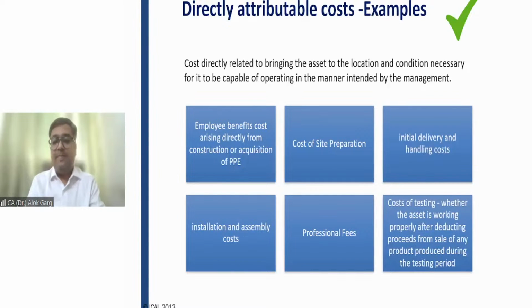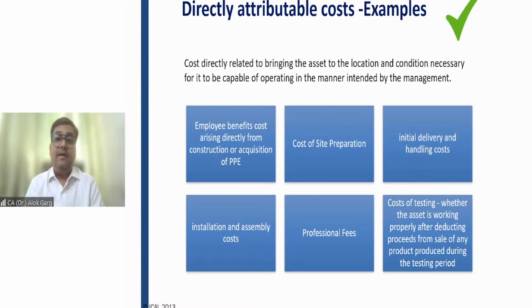Professional fees. The company has paid a consulting fee to the consultant for giving training to the employees so that they will be able to run the machinery. Cost of testing, whether the machinery is working properly or not, right? You must have seen the trial run production. For example, in case of metro, they are doing the trial run. Whatever the trial run cost is there, it is also going to be capitalized.